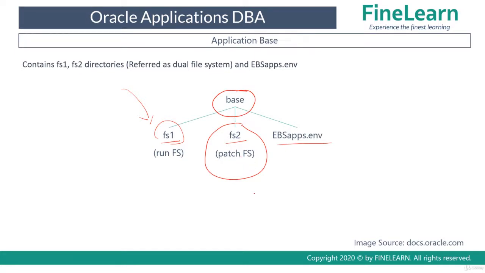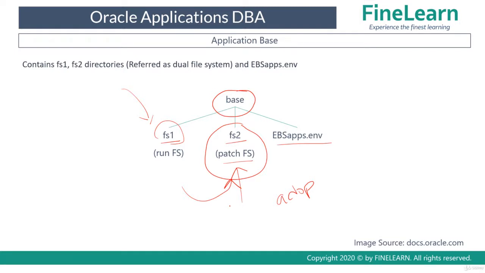For example, I want to apply 10-15 patches to my application tier. So let's say for example, those are the security patches or release updates or any other patches. When I'm applying all these patches, you don't have to really bring down the application because the users are going to be connected to the run file system only, and while we are applying the patches to the patch file system. So once we apply all the updates to the patch file system, what we do is using ADOP command, that is AD online patching command, we flip the file system from fs1 to fs2.